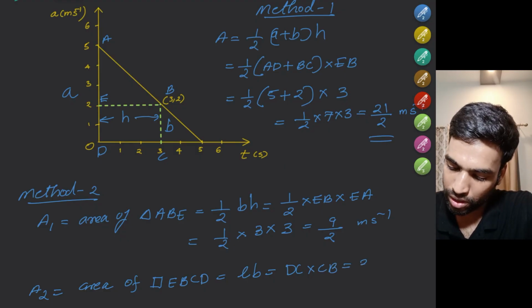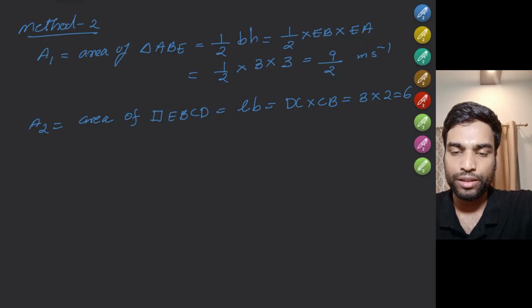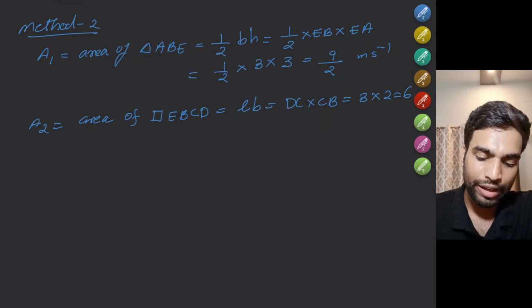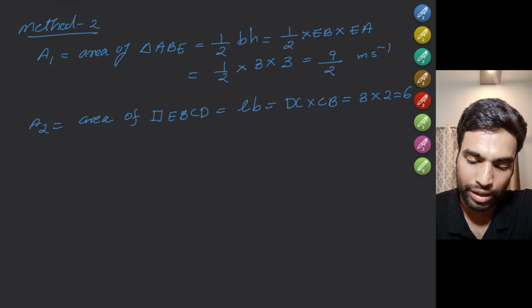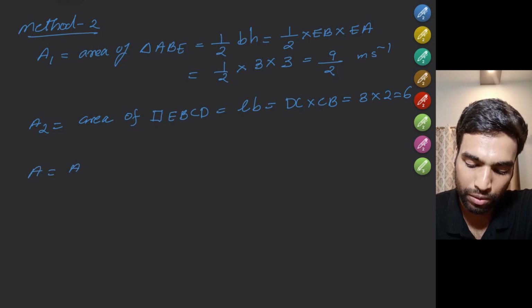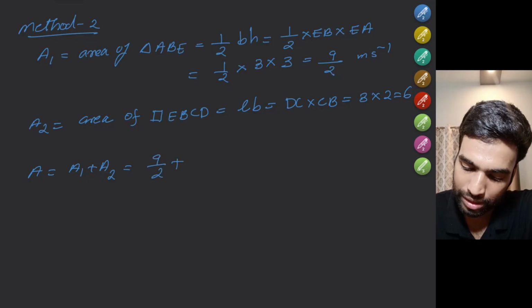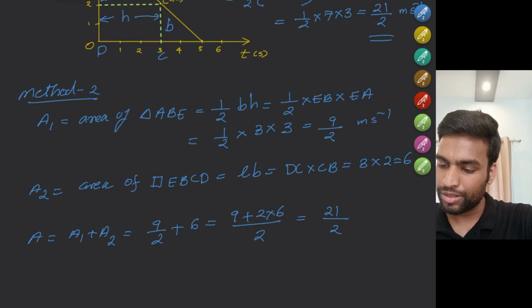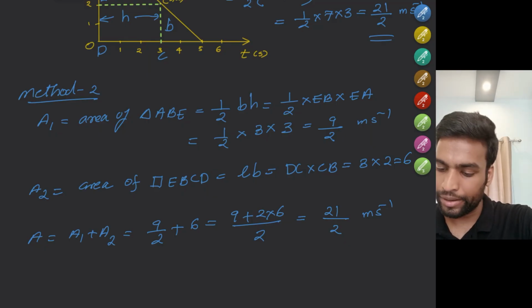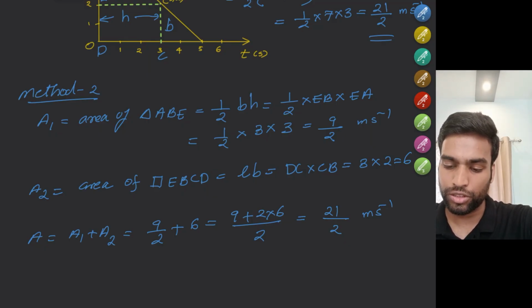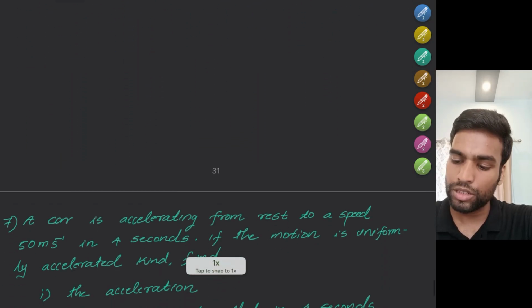So for finding the total velocity change, you can add these two areas. So the total area A equals A1 plus A2, which is equal to 9 divided by 2 plus 6, which gives 21 divided by 2. This is the exact answer we got using method 1, right? So therefore, the velocity change for this time duration is 21 divided by 2. Good. Right. Now let's move on to the seventh question.